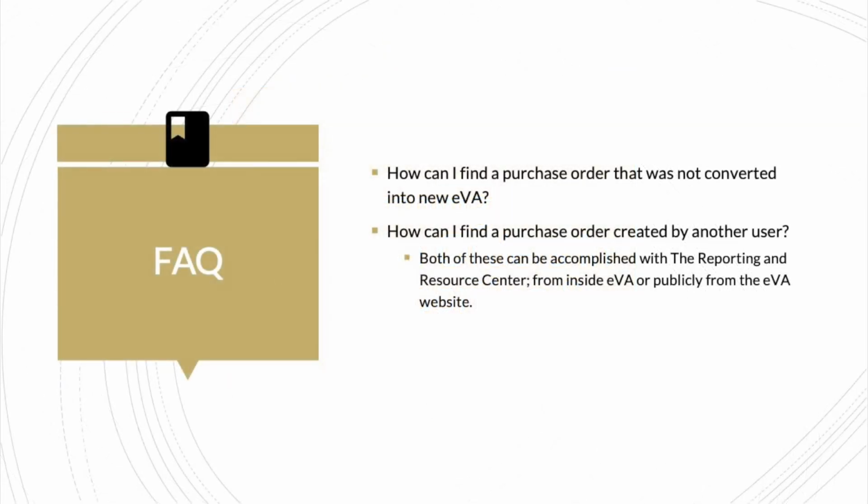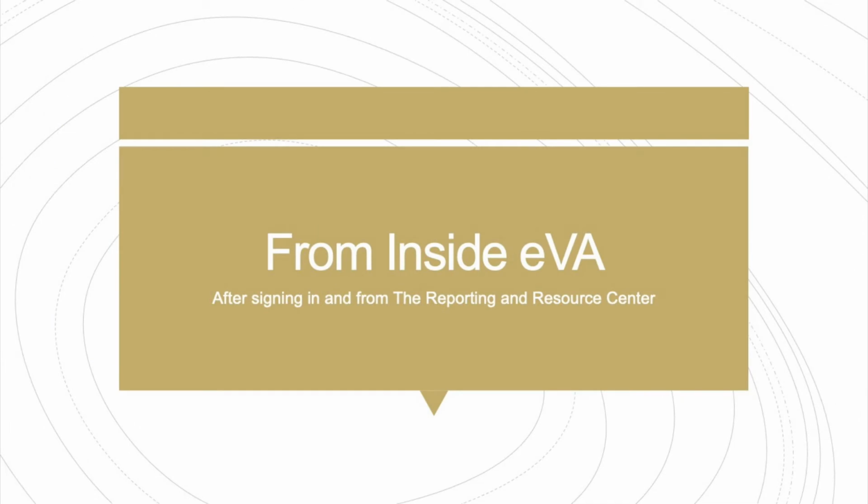How can I find a purchase order that was not converted into new EVA? And how can I find a purchase order that was created by another user? Both of these can be accomplished with the Reporting and Resource Center, from inside EVA or publicly from the EVA website. From inside EVA, after signing into EVA and from the Reporting and Resource Center.